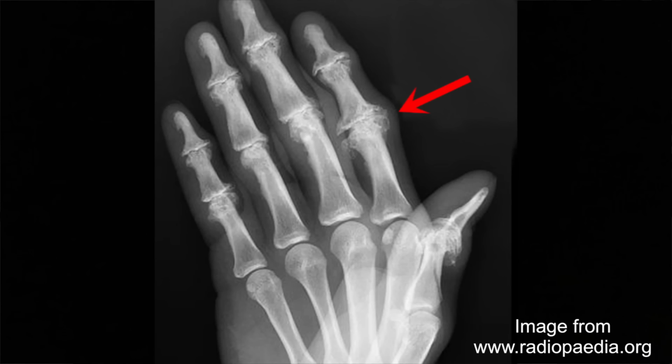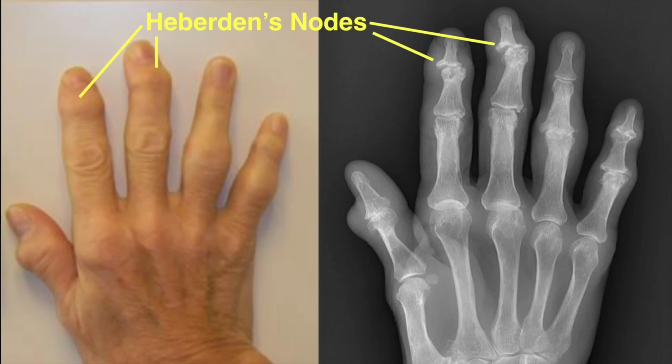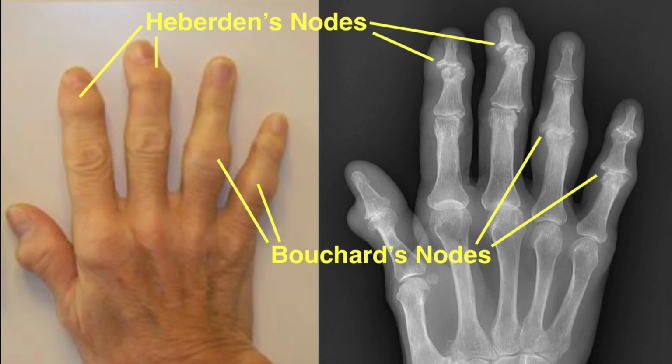These thickenings are firm and bony in nature, as we can see on this X-ray of a typical osteoarthritic hand. The thickenings over the very end joints are called Heberden's nodes, and the thickenings over the middle finger joints are called Bouchard's nodes. You can also have bony thickenings over the knuckle joints, but these are less common.